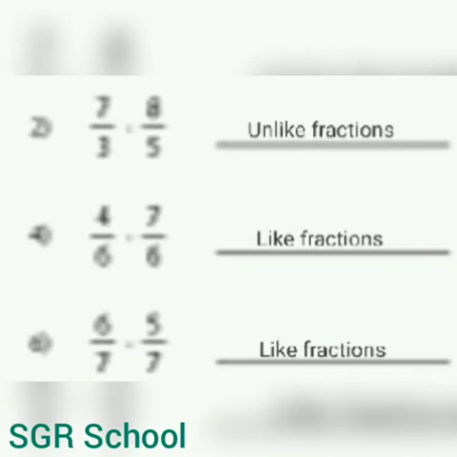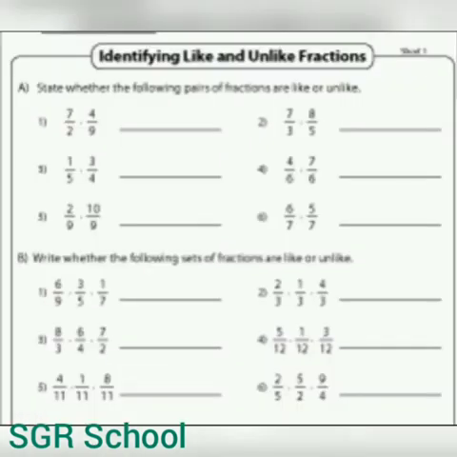And in the next one, 4 by 6 and 7 by 6, the denominators are the same. That's why these are like fractions. And in the last one, 6 by 7 and 5 by 7, in both fractions the denominators are the same. So these are like fractions.